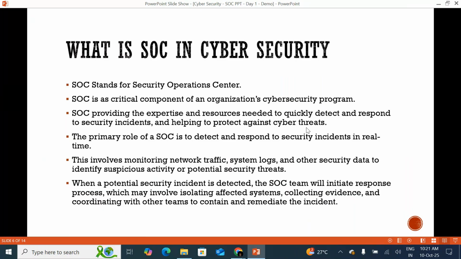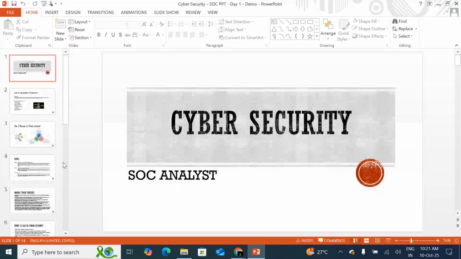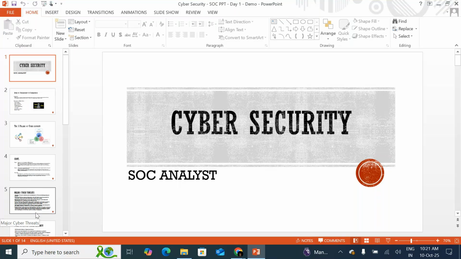Now tell me, what are cyber threats? Cyber threats are nothing but any attack or any harm to the organization. It could be malware, adware, phishing, vishing, anything. It could be a DoS attack, a brute force attack, a password attack. Whatever it may be, all these will be considered attacks.